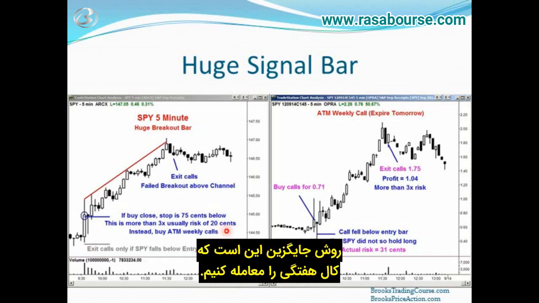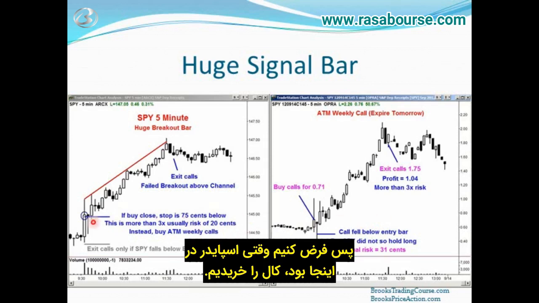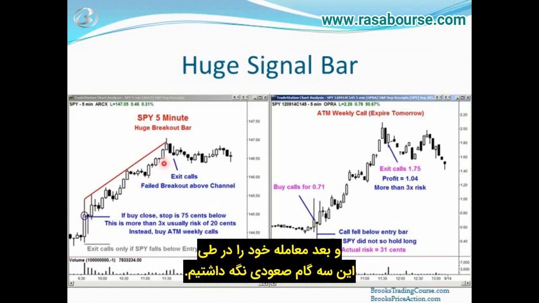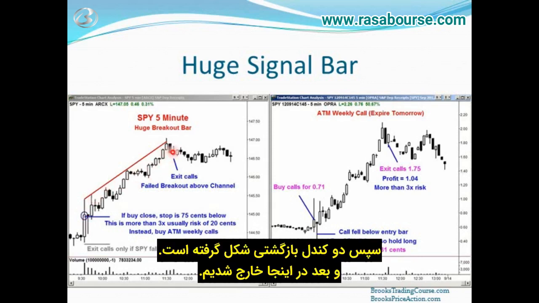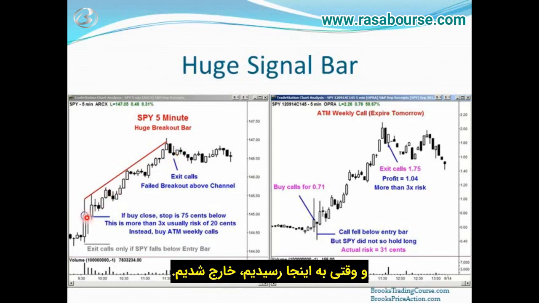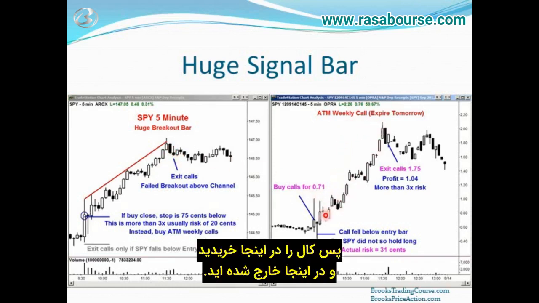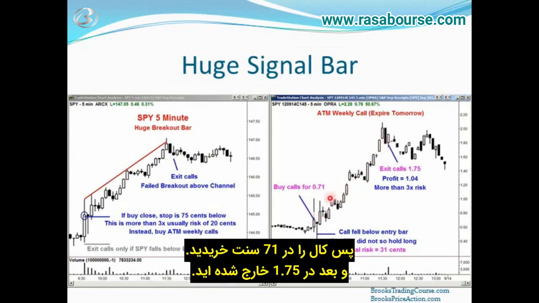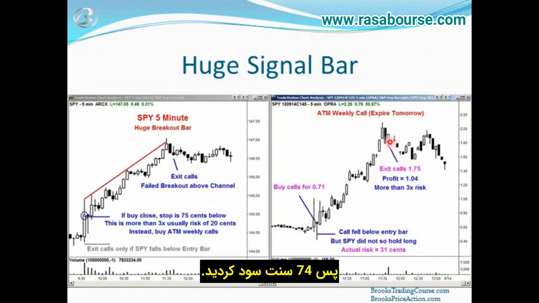Your alternative is to trade the weekly calls. So if you bought a call when the spider is here and you held through the 3 pushes up, the 2-bar reversal, you exited over here. So you bought the call when the spider does this, you exit the call when the spider does this. Here's the chart of the call. So you bought the call here and you exit here, right? So you bought the call here at 71 cents and you exit here for $1.75. So you made 74 cents on the trade.